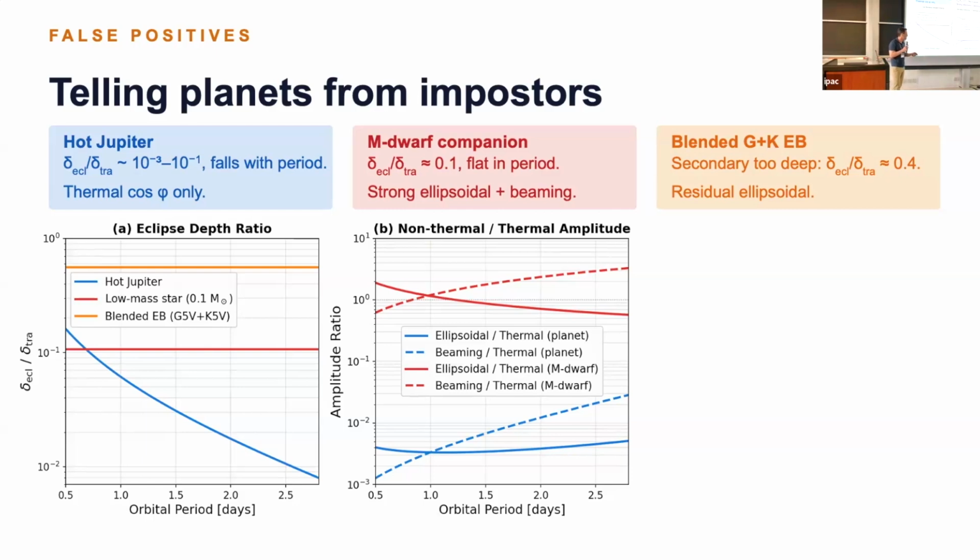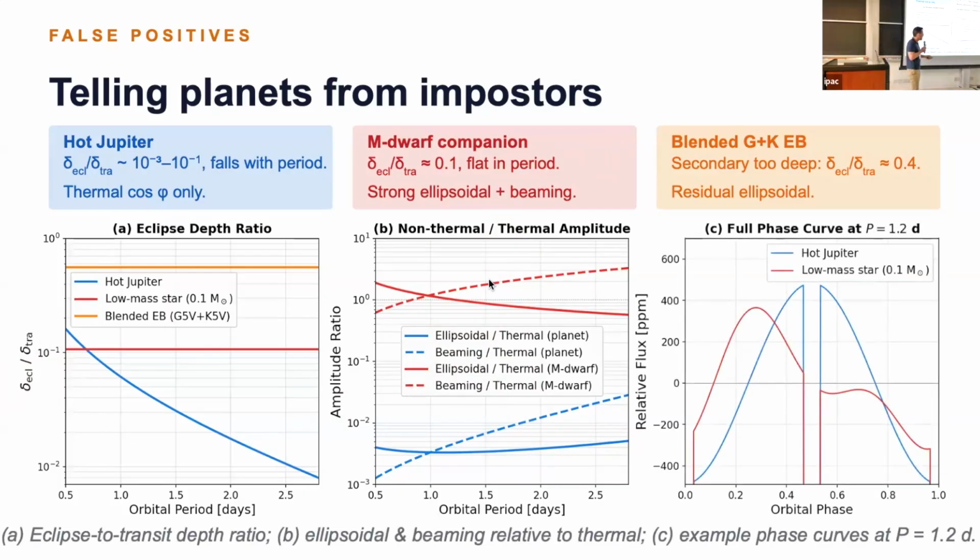Those ratios are much smaller for a real planet than they are for a stellar companion, simply because the tidal distortion, or what we call ellipsoidal distortion, and Doppler boosting depend on the companion mass. And the companion mass for a star is much larger than that of a planet by 2 orders of magnitude.